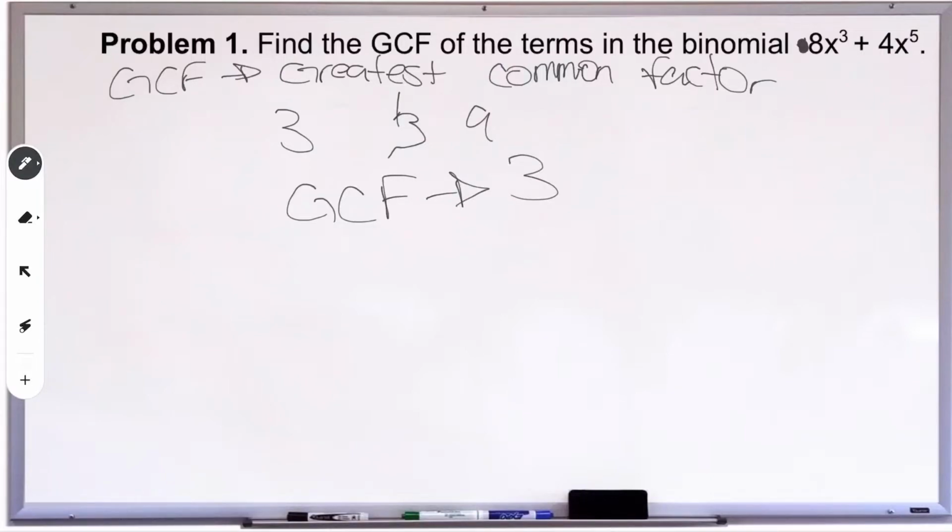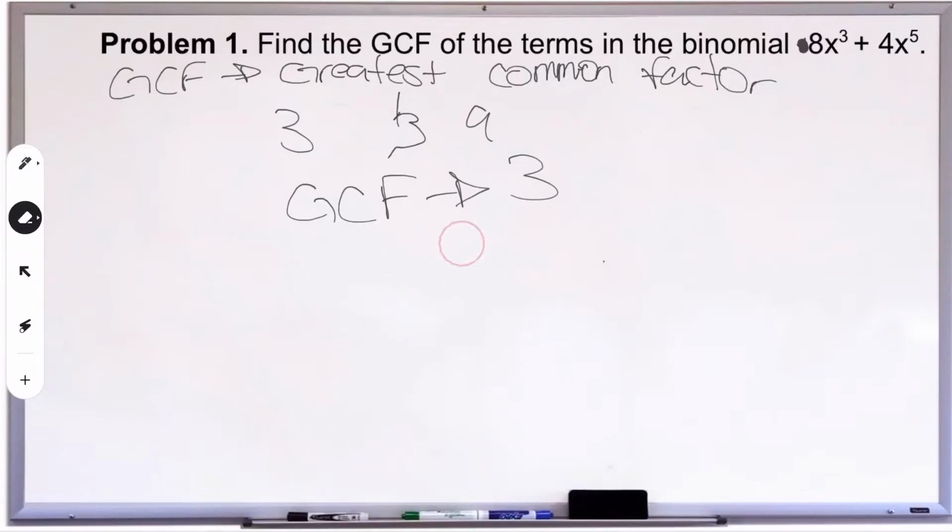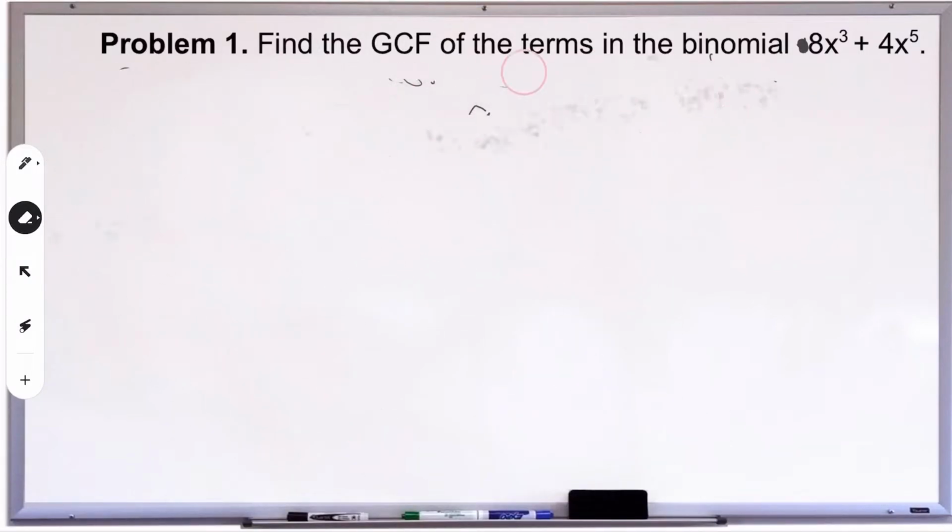Say you have x to the higher power 6 and you have x to the higher power 4. The GCF between the two is x to the higher power 4 because it is the greatest factor that you can divide both terms by and still get a whole number. Alright, let's get into it.